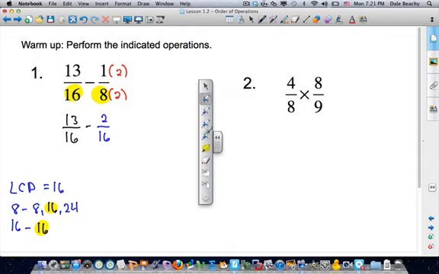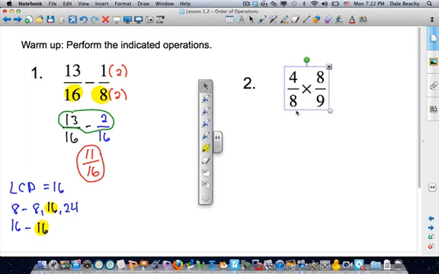Now, when we're subtracting fractions and we have common denominators, we only have to deal with the tops, or the numerators. So 13 minus 2 yields 11. The denominators stay the same. So the difference of 13/16 and 1/8 is 11/16. Let's look at problem number 2.